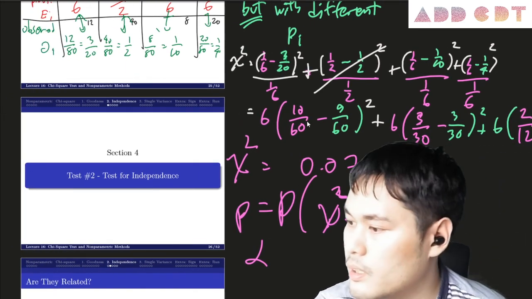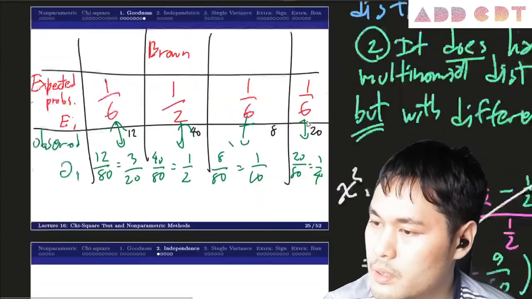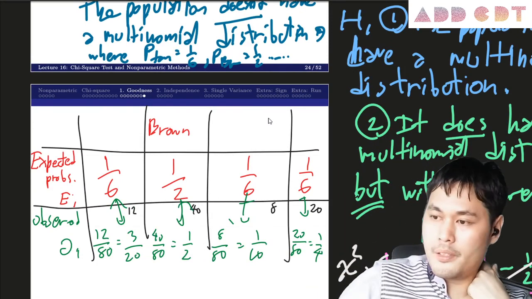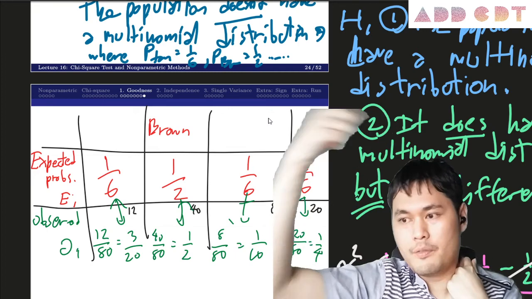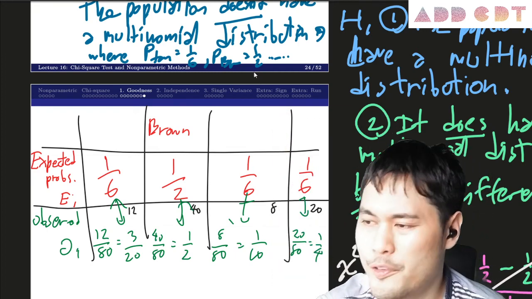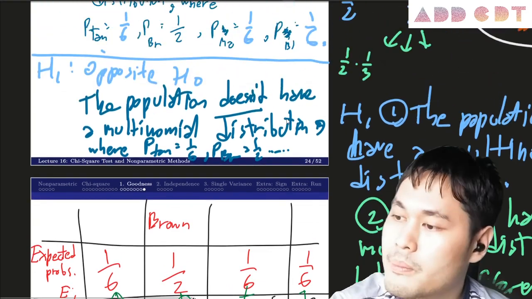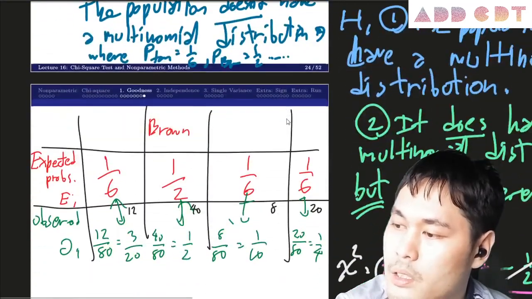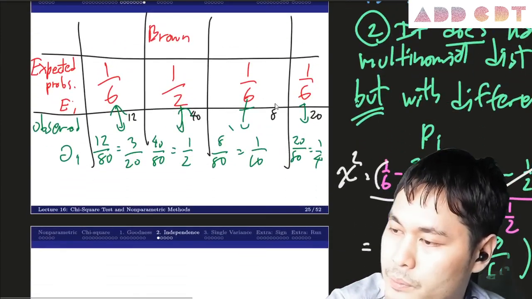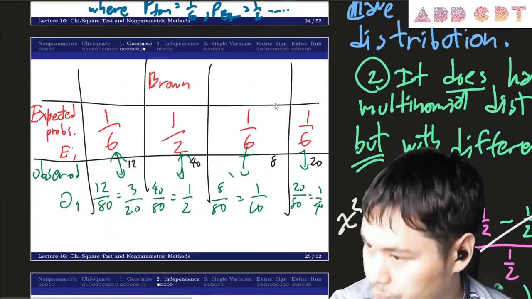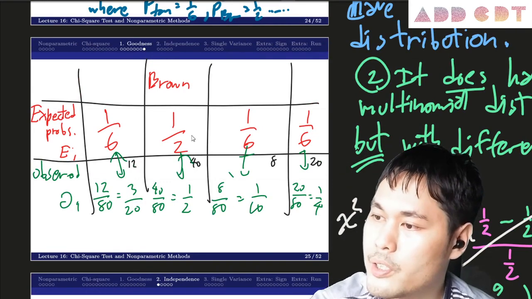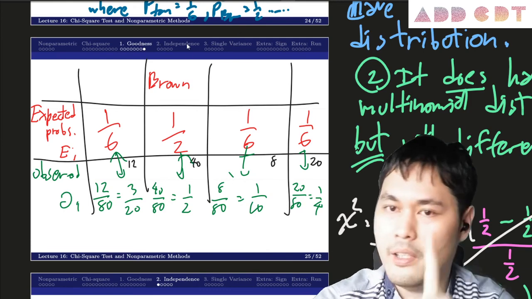And so that's it for the goodness of fit. This is similar to the very first definition of chi-square. We just have to rephrase some of the words so that we can use the chi-square test to get a meaningful decision. So that's the first one. Next, we are going to look at the independence test.